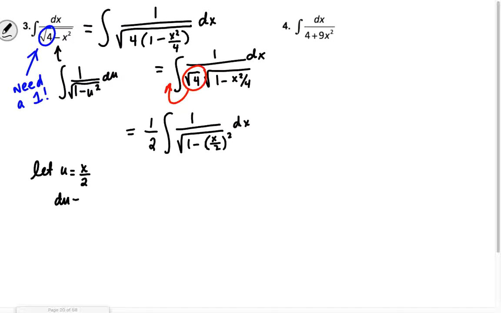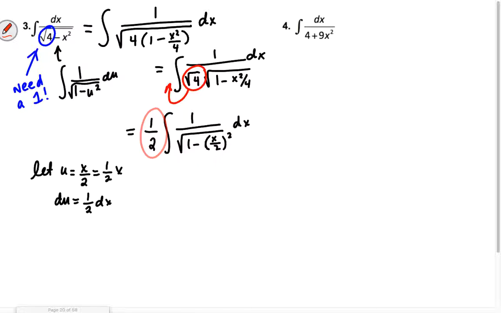So du, please don't do quotient rule. So many people try to do quotient rule on this. It kills me. This is 1/2 x, right? So its derivative is 1/2 dx. So we actually do have the 1/2 dx here.